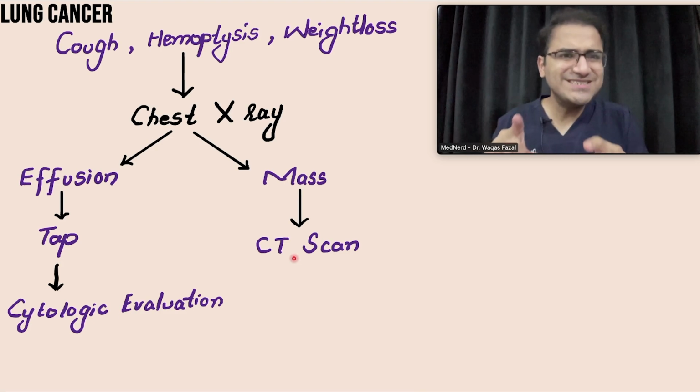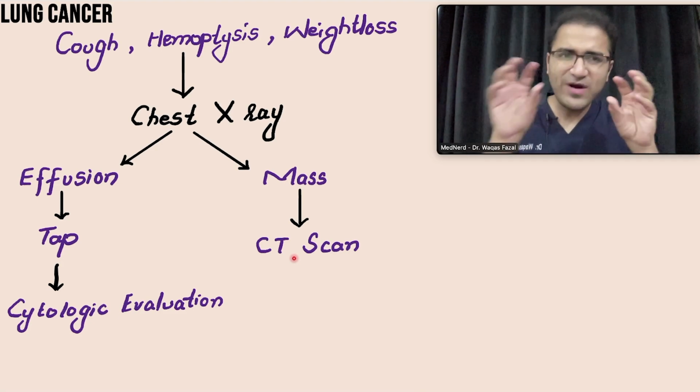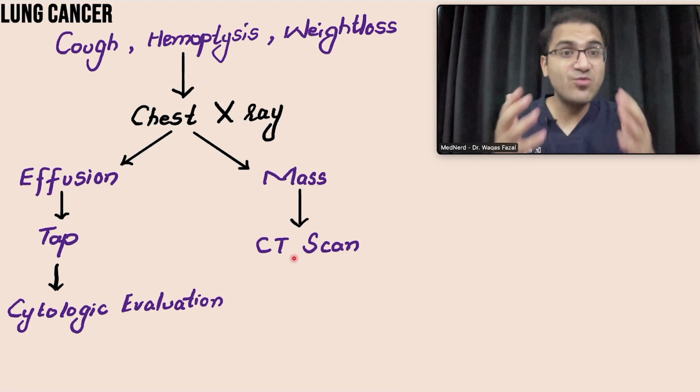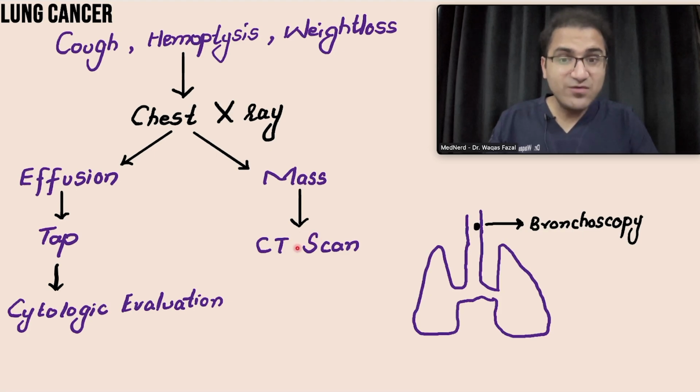We do a simple CT scan in lung cancer patients because we want to find out the mass, we want to find out the enlarged lymph nodes, and they will be more prominent on a simple CT scan. So you do a simple CT scan, and on the CT scan, if you find the mass is present in the bronchus, you do bronchoscopy and take a biopsy from this mass.